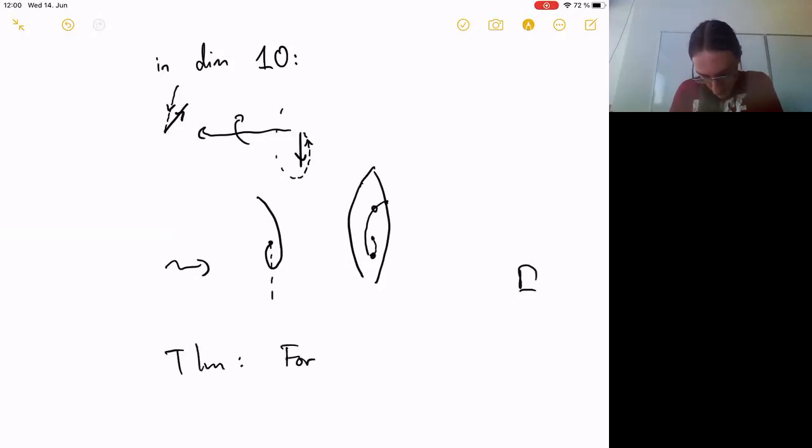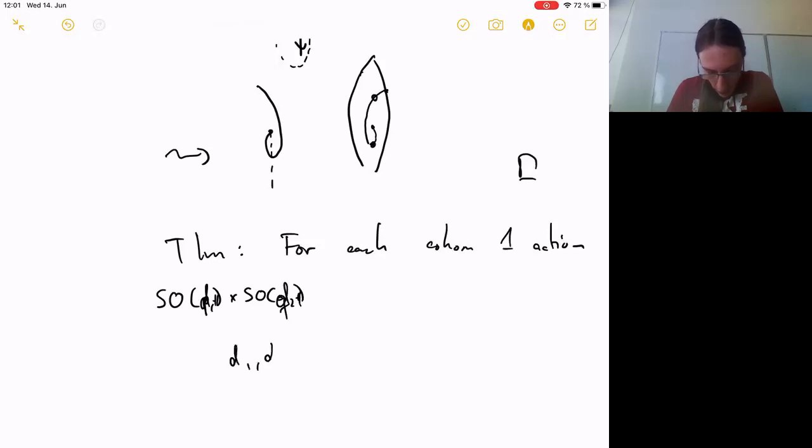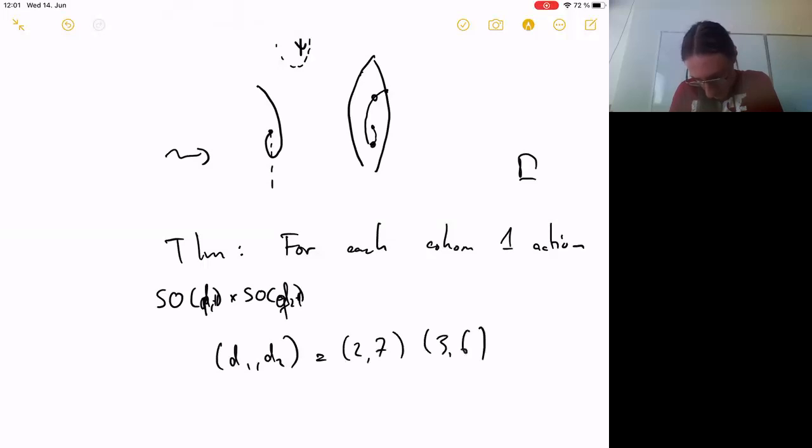Yeah, so for each homogeneity one action. So of course you can do SO(P) times SO(Q). Or let's say let's do the same now. So D1 plus 1, D2 plus 1. So for D1, D2, you have choices, right? So you can do 2, 7, 3, 6. For each of these, you will find one new non-round metric. You do some short arguments to see that they are pairwise distinct. You found 3 new metrics on S10.